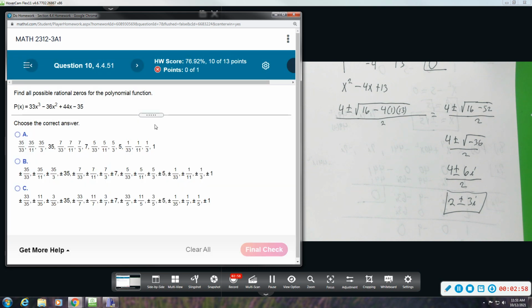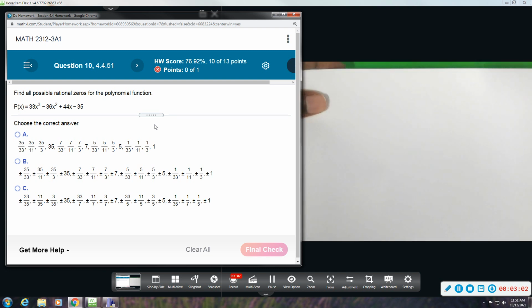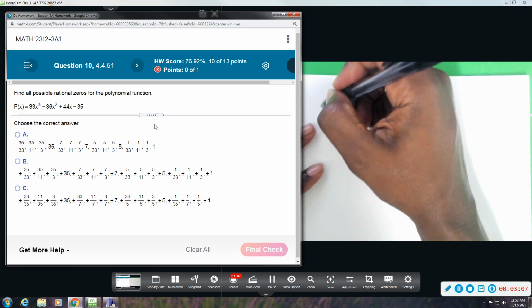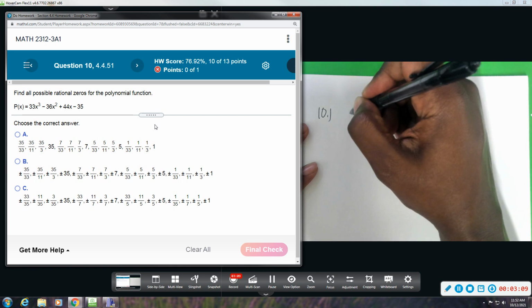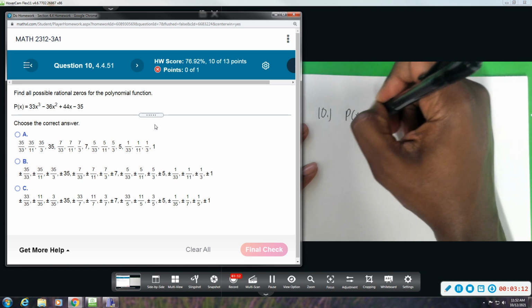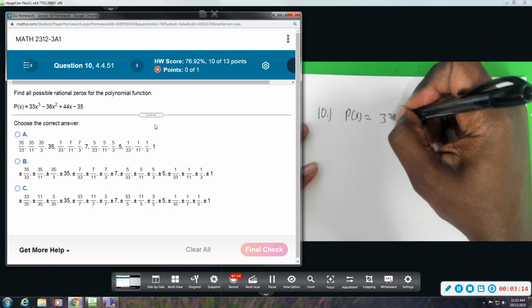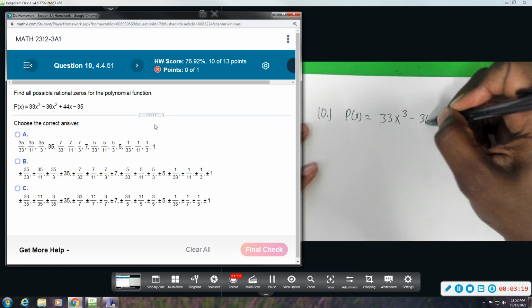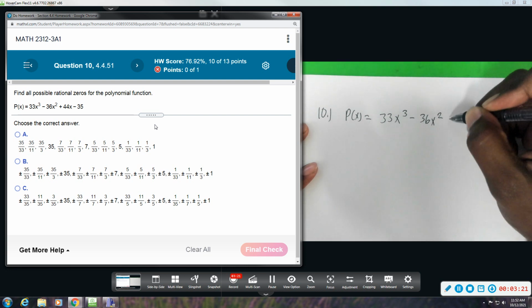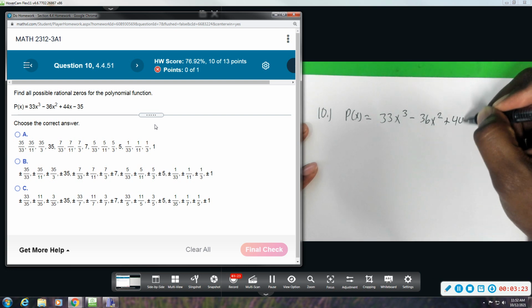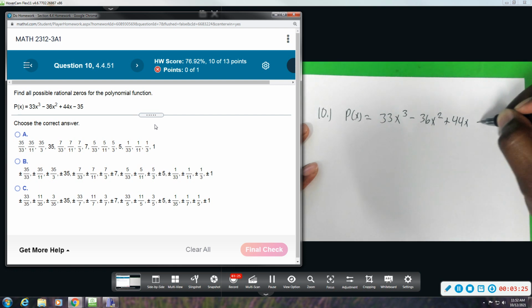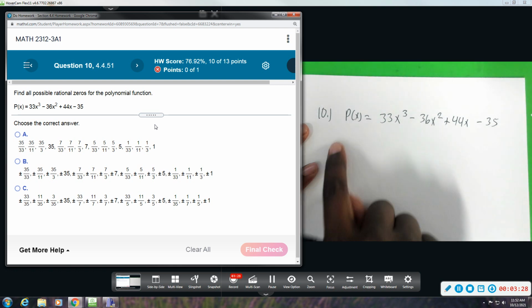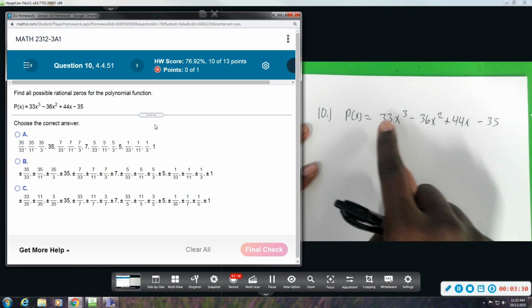This question, we want to find all the possible rational zeros. Okay, so from the text, that formula was take your polynomial, which is 33x to the third minus 36x squared plus 44x minus 35. All right, so all of the terms really don't matter. We're just concerned with the last and the first.